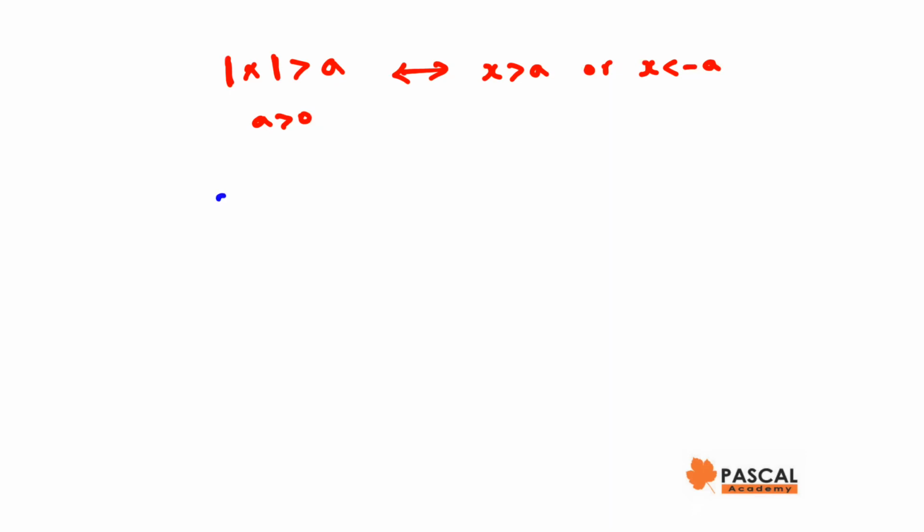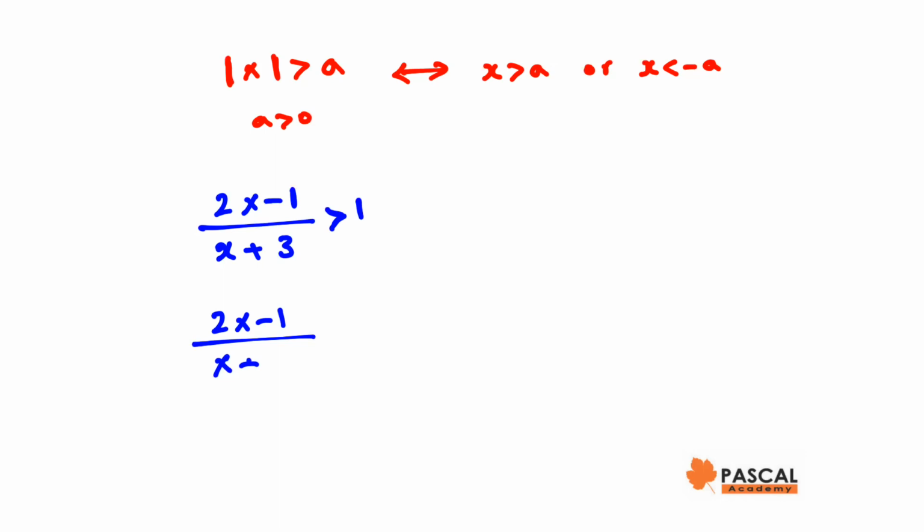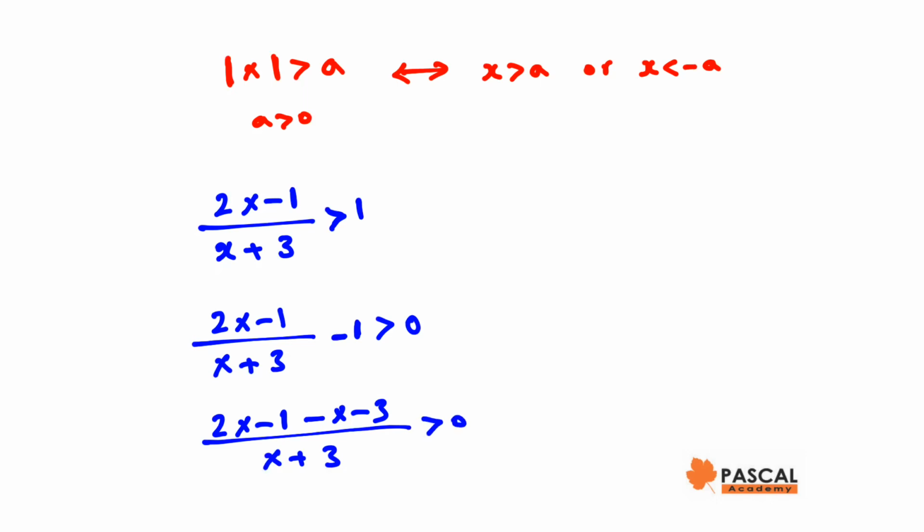Let's solve a nonlinear inequality, 2x minus 1 over x plus 3 greater than 1. To solve this inequality, we bring 1 to the left side of the inequality and we take the common denominator. Therefore, we have 2x minus 1 minus x minus 3 divided by x plus 3 greater than 0. This means x minus 4 over x plus 3 greater than 0.